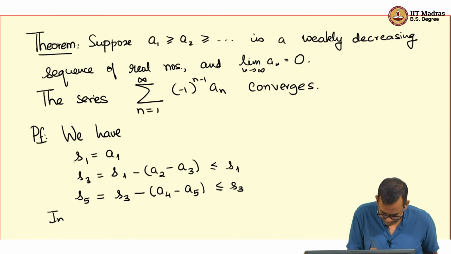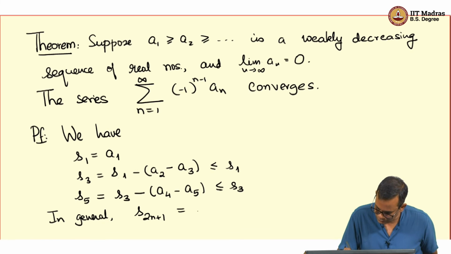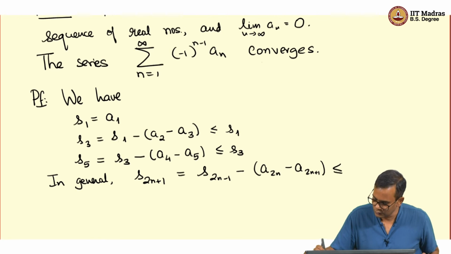In general, S_{2n+1} is equal to S_{2n-1} minus (a_{2n} minus a_{2n+1}), which is less than or equal to S_{2n-1}.